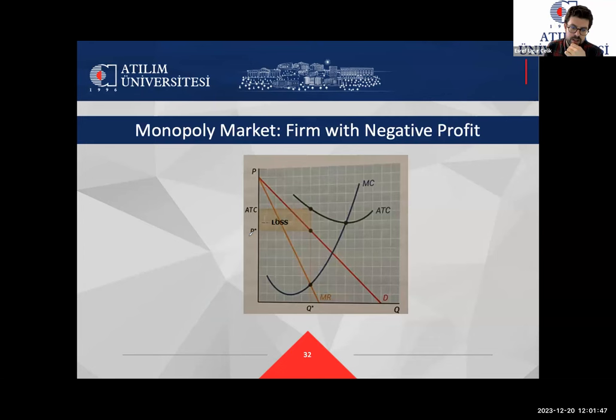Let's look at the negative profit example. And let's do it again. First, finding the intersection point of marginal revenue and marginal cost. Then draw the direct line. It doesn't look like a direct line. The bottom part shows the quantity. The intersection point of demand shows the price. The intersection point of ATC shows ATC. In your exam, I'm not gonna write price and ATC. I give numbers over there, okay?